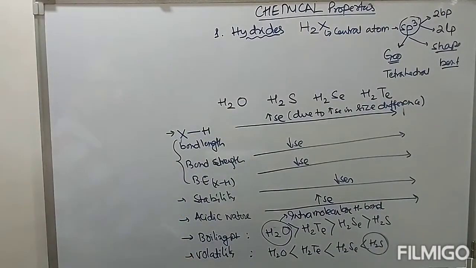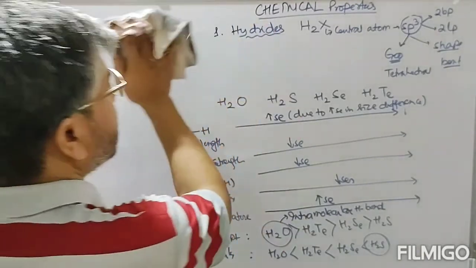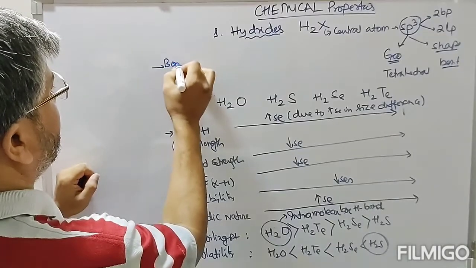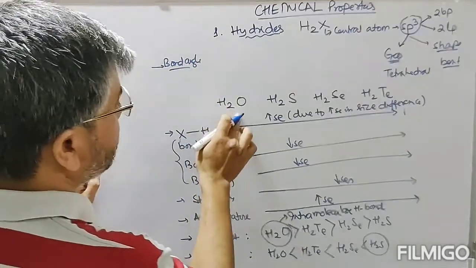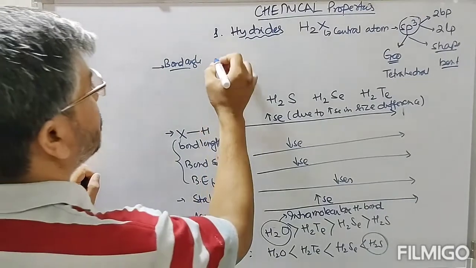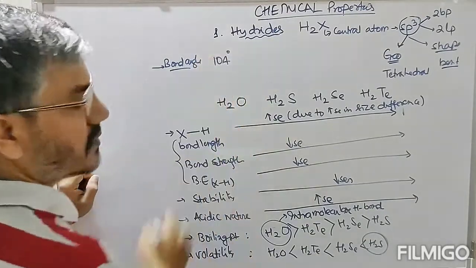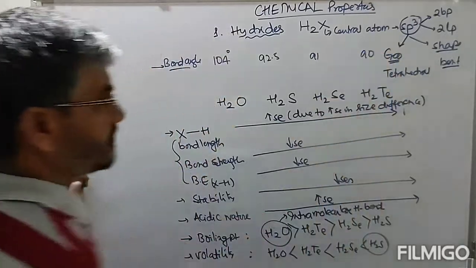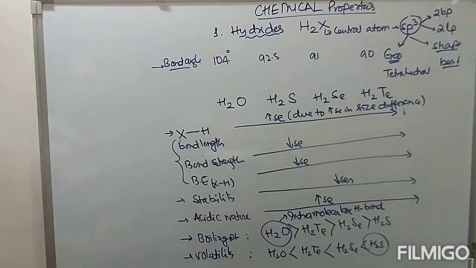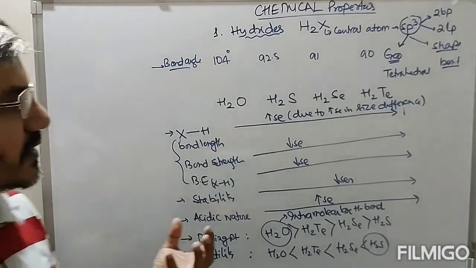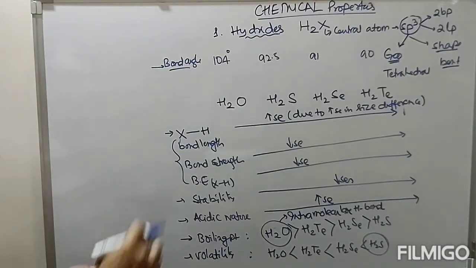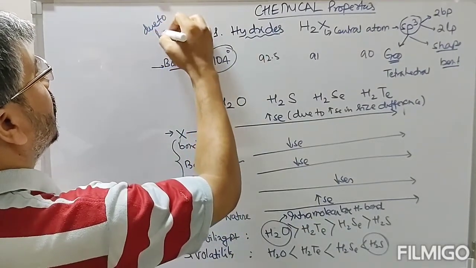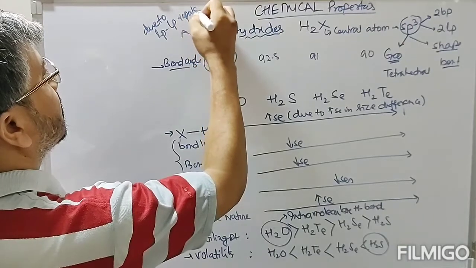So these are the hydrides. Now coming to the variation in bond angles. For the first compound, that is H2O, the bond angle is 104 degrees. This is 92.5, this is 91, and this is approximately 90. Now for the first case, H2O, the bond angle is close to the tetrahedral angle, that is 109, but the value is less than that. We explain this due to lone pair repulsion.